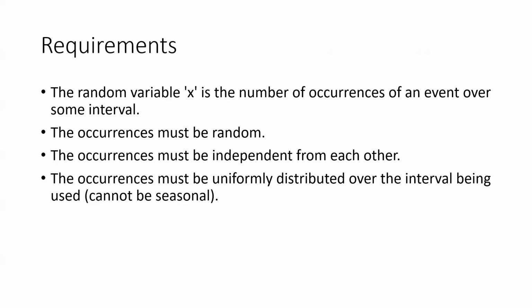And that also speaks to the next point. The occurrences must be independent from one another. So the occurrence of one event occurring is not going to impact the probability of another event occurring. And the uniform distribution over the interval being non-seasonal means that this is over a fixed period of time. We're not expecting some sort of seasonality to impact our outcome, whether we're looking at the underlying phenomenon at this point or another point in time.